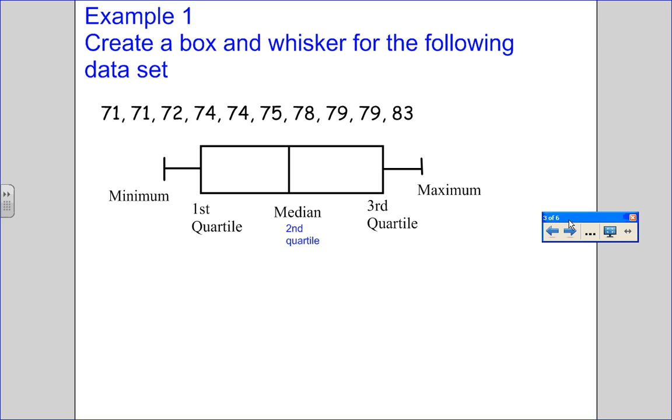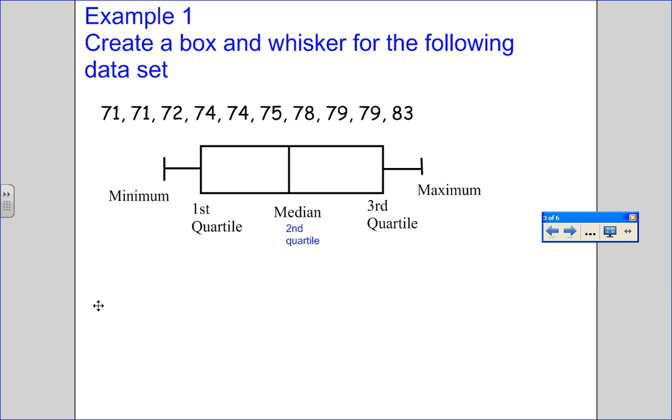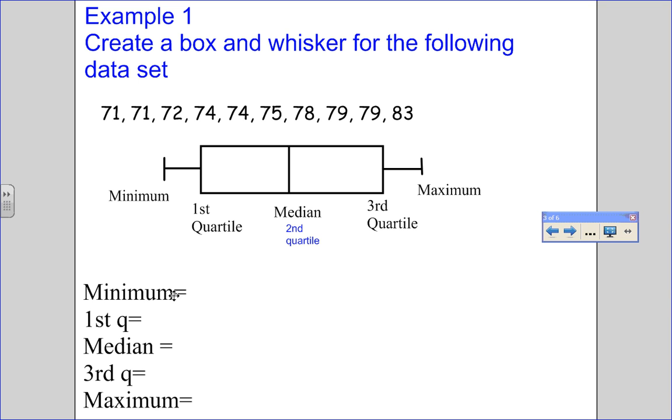Okay, so for us to make a box and whisker plot, we need to know the minimum, the first quartile, the median, the third quartile, and the maximum. So let's go ahead and find those things. Okay, so the minimum is 71. That's the smallest number. We already found the median in the warm-up. It's 74.5. That's the middle number. And the maximum is 83.